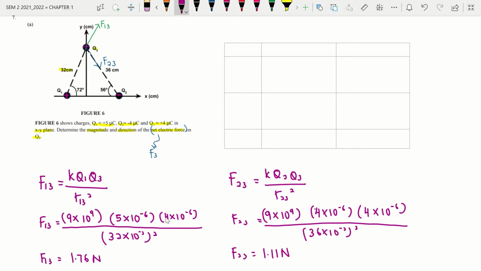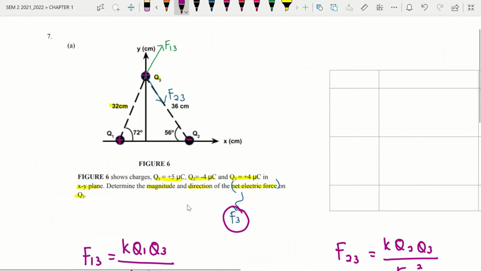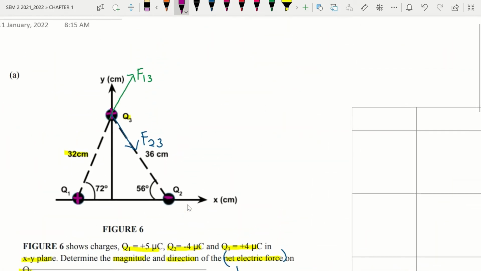Okay, so our main purpose is to find the electric force on charge 3. So we are going to look for F3. Now we have F13 and F23. So what we need to do, we need to resolve it. So in order to resolve it, please remember your chapter 1, semester 1. So now I'm going to draw the axis. So this is your x plane. So this is your y-axis. So at y-axis and x-axis.